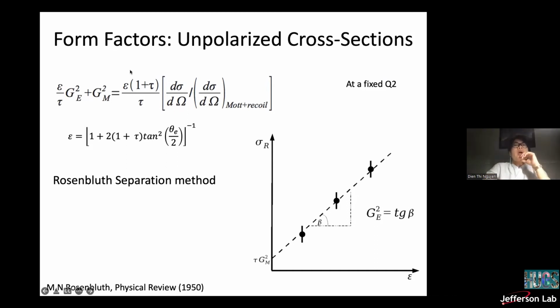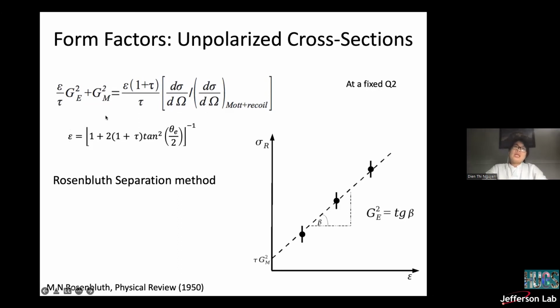So now in the experiment, we can measure this cross section, and we can calculate the Mott cross section too, with the recoil factor. If we have control at a fixed Q square, we can adjust the beam energy and the scattering angle to change this epsilon. At fixed Q square, tau is also constant, right? You can calculate this one. Then if you change theta E, the scattering angle, and also the beam energy, you get a different value of epsilon, but at fixed Q square.